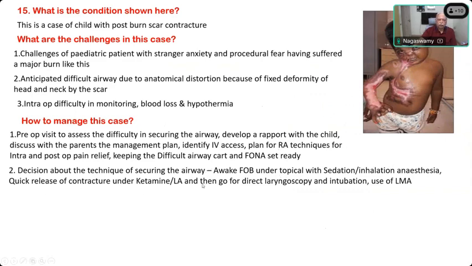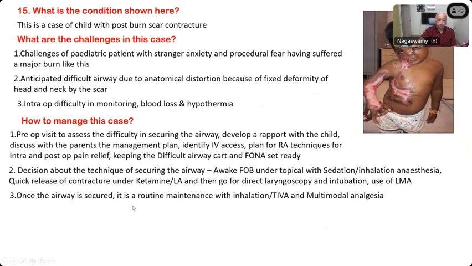Or the second option is you can give ketamine, small sub-anesthetic doses, infiltrate the scar area here, and ask the surgeon to quickly release and extend the neck with a regular laryngoscopy and intubation. For that, you must discuss with the surgeon, and both of you should have a good understanding and do this as quickly as possible to avoid any airway failure. And once airway is secured, it is routine maintenance with inhalation agent or TIVA and multimodal analgesia.